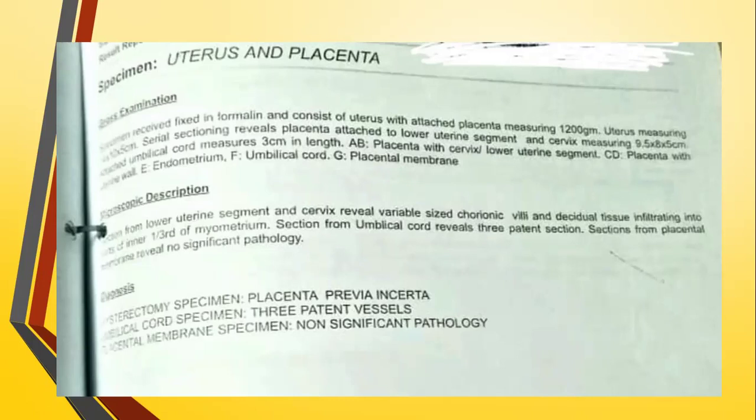For instance, in this report, the microscopic description of the uterus and placenta has been given, which shows chorionic villi and decidual tissue infiltrating into the inner one-third of the myometrium, and hence the diagnosis of placenta previa increta was made. So this is how you should know about the microscopic details, and then you can easily diagnose any of your histopathology reports in the exam. So practice it.